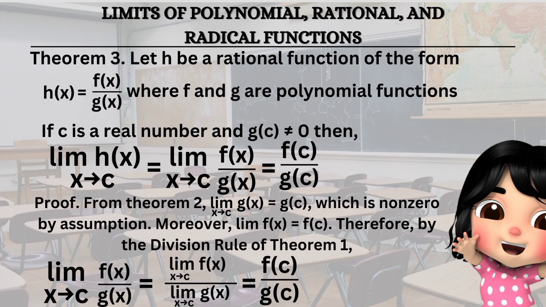From Theorem 2, limit g of x as x approaches c is equal to g of c, which is non-zero by assumption. Moreover, limit f of x equals f of c. Therefore, by the division rule of Theorem 1, limit f of x all over g of x as x approaches c equals limit f of x as x approaches c all over limit of g of x as x approaches c equals f of c all over g of c. Let's proceed to the examples.